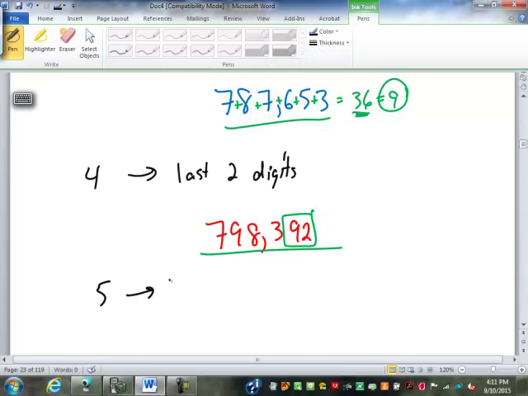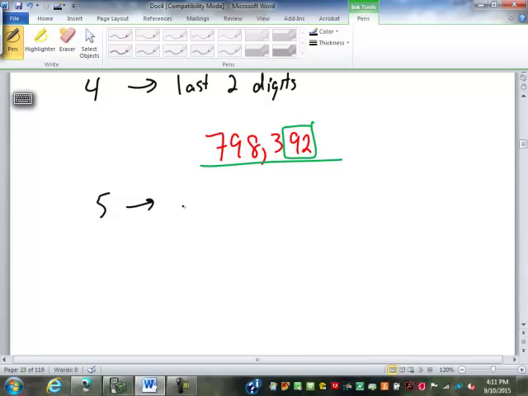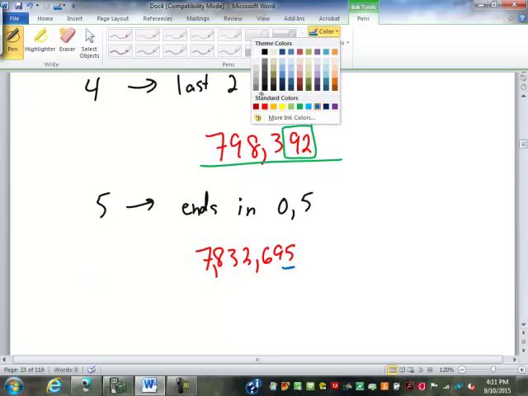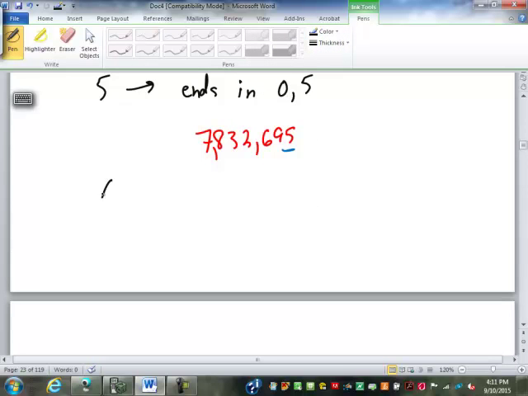How do I tell if something's divisible by 5? Ends in 0 or 5, or 5 or 0. So again, none of the other digits matter. 7,832,695. Is that divisible by 5? You bet. Ends in 5. So it's divisible by 5. 6. How to tell if something's divisible by 6? Oh, it's divisible by both 3 and 2. It's divisible by 6.